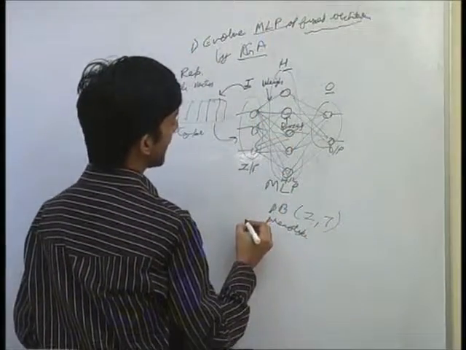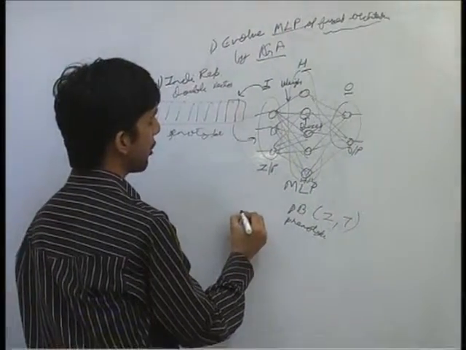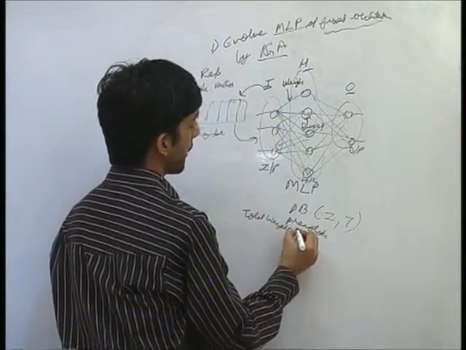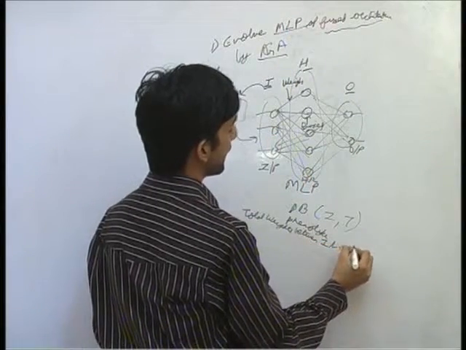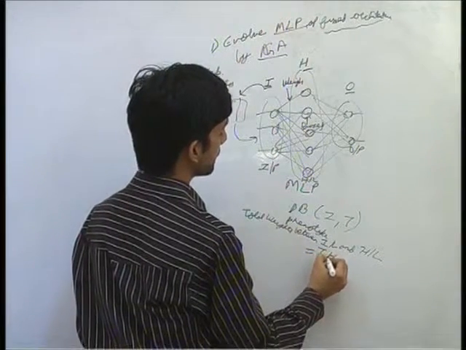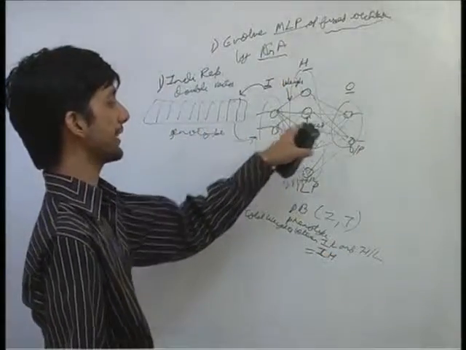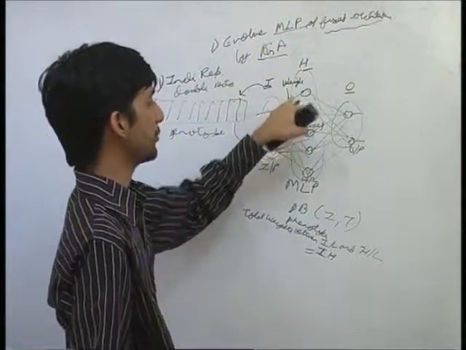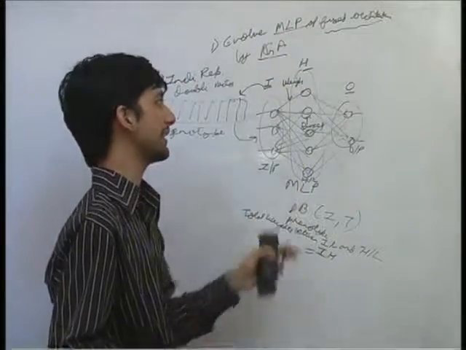So let me say the total number of weights between the input layer and hidden layer is equal to I into H. Every neuron here is connected to every neuron here. There are I neurons here, H neurons here. So there will be I into H connections, where every neuron here is connected to every neuron of this place. So there are I-H connections between the input layer and the hidden layer.